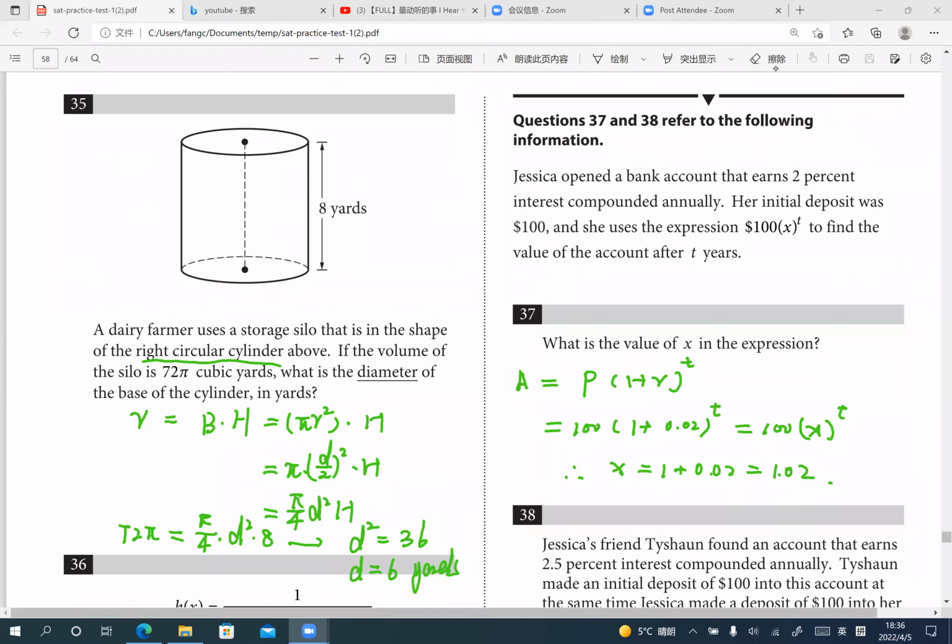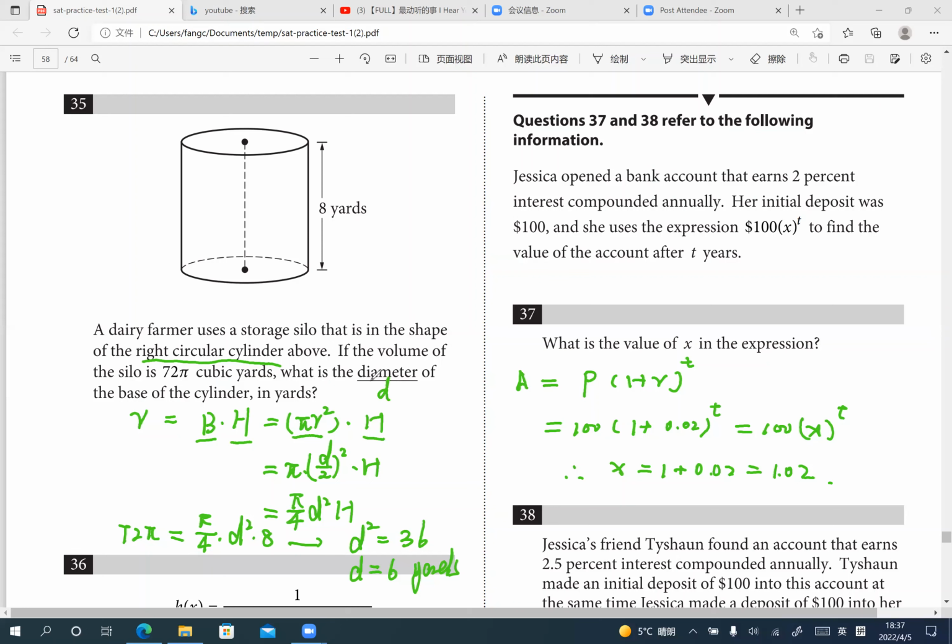Question 35. A dairy farmer uses a storage silo that is in the shape of the right circular cylinder above. If the volume of the silo is 72 pi cubic yards, what is the diameter of the base of the cylinder in yards? The formula for the volume of the right circular cylinder is the base times height. And because the base is a circle, it is equal to pi r squared times height. And the question is, what is the diameter of the base?